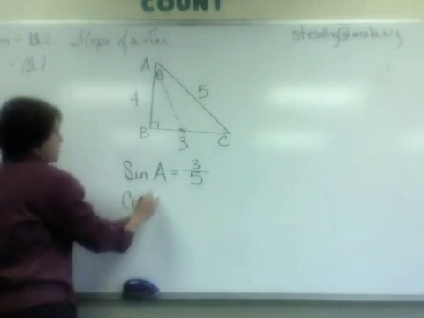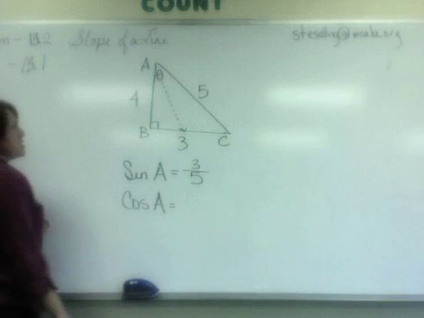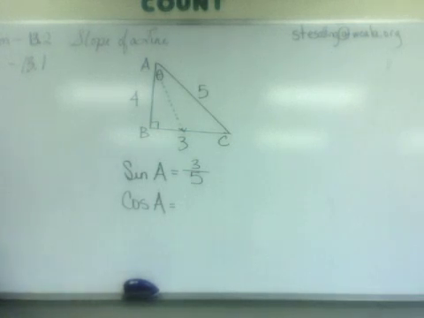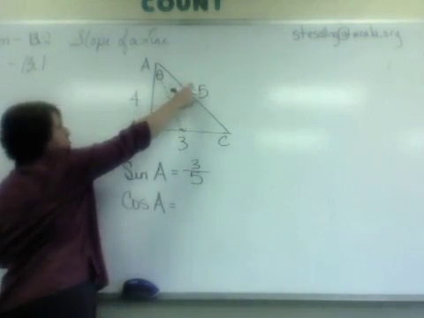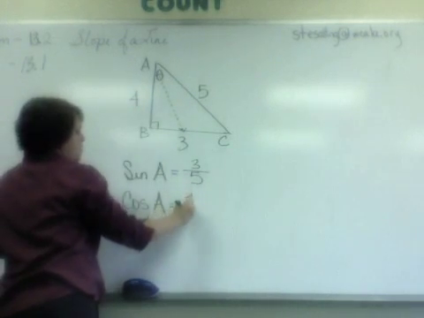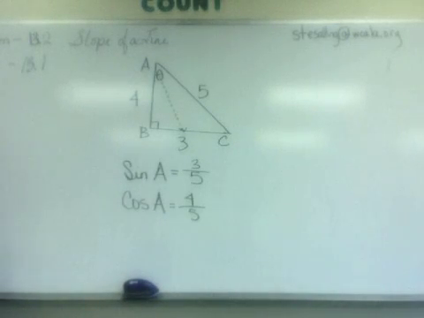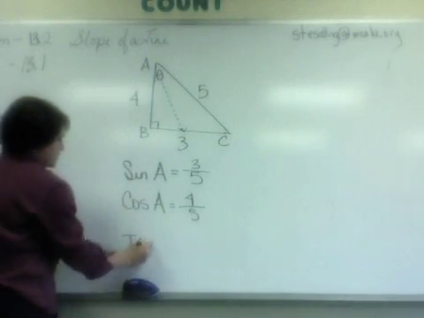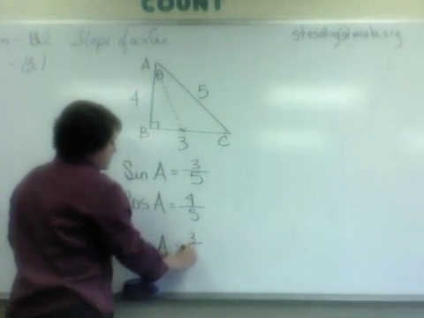Well, is the cosine of A also going to be 3 over 5? No. The cosine of A is the adjacent leg, the leg that is touching angle A. Well, there's only one leg touching it, and it's 4. This is not a leg. This is the hypotenuse. So the adjacent leg, 4, over the hypotenuse, 5. And the tangent of A is equal to what? 3 over 4. The opposite leg over the adjacent leg.